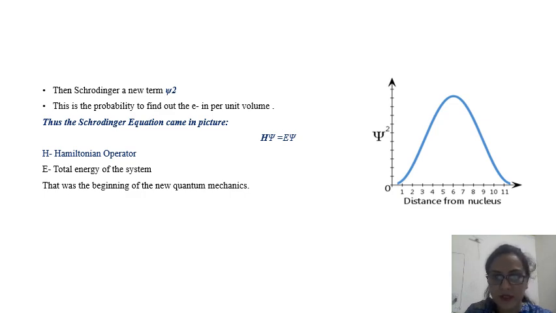H psi is equal to E psi. H is the Hamiltonian operator, and E is the total energy of the system. That was the beginning of new quantum mechanics. The two most important equations given by Schrodinger are the time dependent Schrodinger equation and the time independent Schrodinger equation. We will discuss these in our next module.